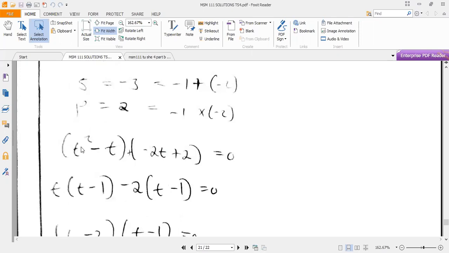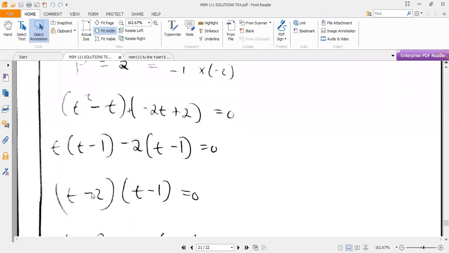So when you have something like this, what is common in this part? We know that t is common. We factor out the t. You remain with t minus 1, right? Then here, what is common? -2 is common, isn't it? So when you factor out the -2, we remain with t minus 1. So I've noticed that t minus 1, there's also t minus 1, it's common, isn't it? So I've managed to factorize. You have (t minus 2)(t minus 1) is equal to 0.